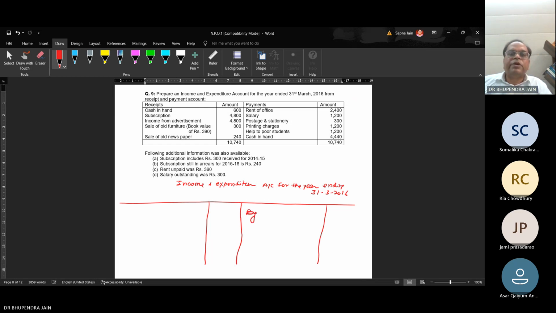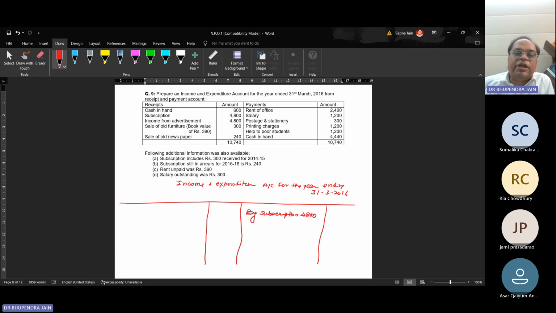Now receipt and payment is given. Opening balance, cash in hand, is given. Subscription is 4800, by subscription. Total subscription received during the year is rupees 4800. But now read the adjustments first.